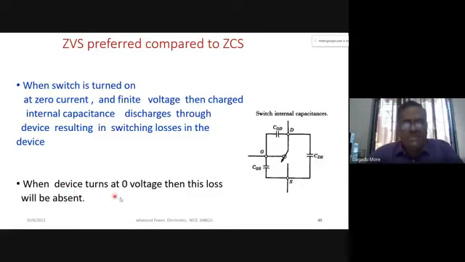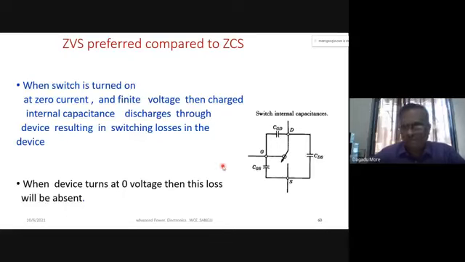But when the device turns on at zero voltage, there will not be charge across the junction capacitance, and so this loss will be absent. That is the reason why we prefer ZVS compared to ZCS. But if you want to have a ZVS, what is the problem? The device required should have a higher voltage rating.